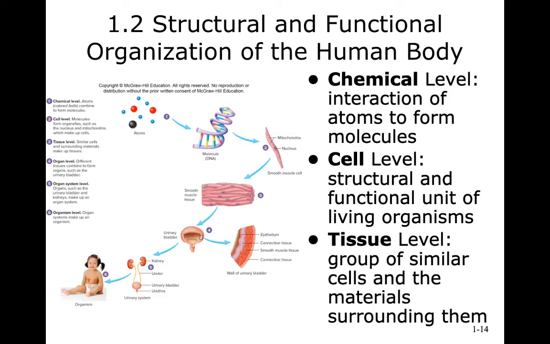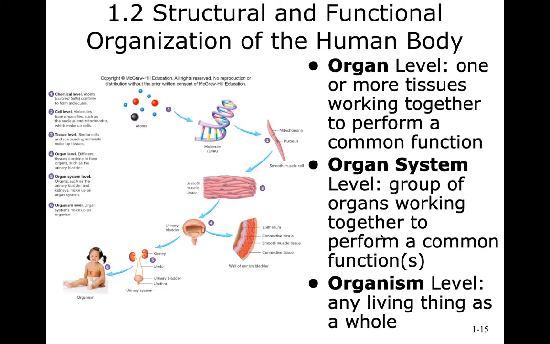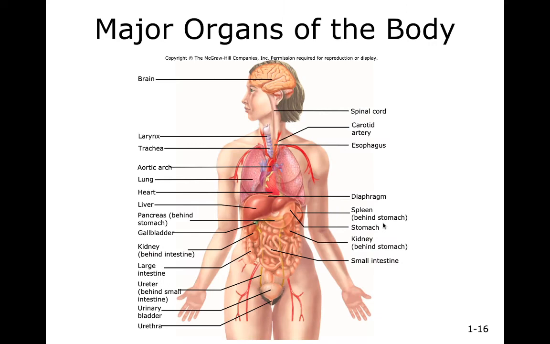Moving on, you do need to be familiar with the different levels of organization, starting with the chemicals like the molecules, the atoms and molecules that are inside of cells. Cells are the smallest level of living things, okay? So anything smaller than a cell is not living. Atoms and molecules are not living, but cells are. Cells come together to form tissues. Tissues form organs. Organs form organ systems. And then organ systems come together to form organisms.